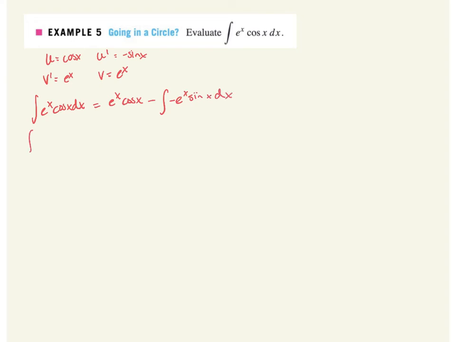Okay, I'm just going to rewrite this with pulling that negative out. So the integral of e to the x cosine x dx equals e to the x cosine x plus integral e to the x sine x dx. So we're at a place where we really just have to repeat the process with integration by parts of e to the x times the sine x.